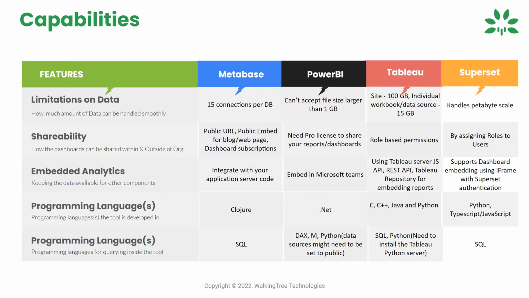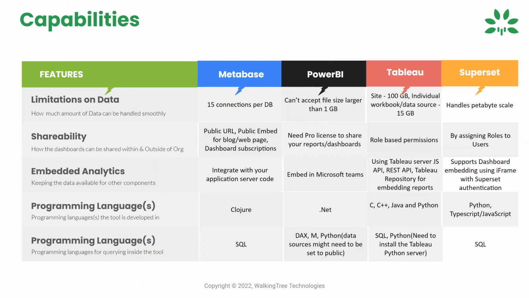When we look at embedded analytics, it is about integration. Metabase allows you to embed the entire app into application server code, though this compatibility is with the enterprise or pro version. Power BI can be embedded in Microsoft Teams. For Tableau, if you want to embed a dashboard, it has a specific set of JavaScript APIs, REST APIs, and Tableau repositories that can be used to embed it into an application. But embedding a Tableau dashboard is not an easy process, unlike how Metabase supports it, or Superset supports it with the help of iframes with Superset authentication.